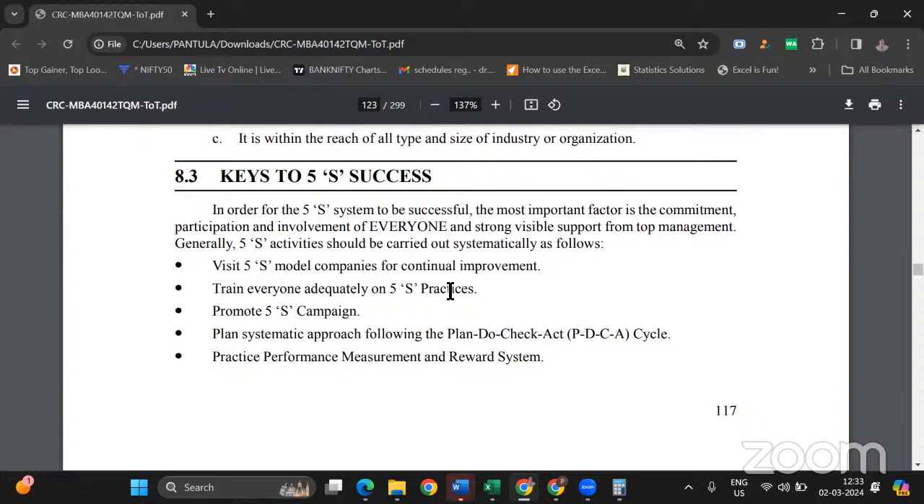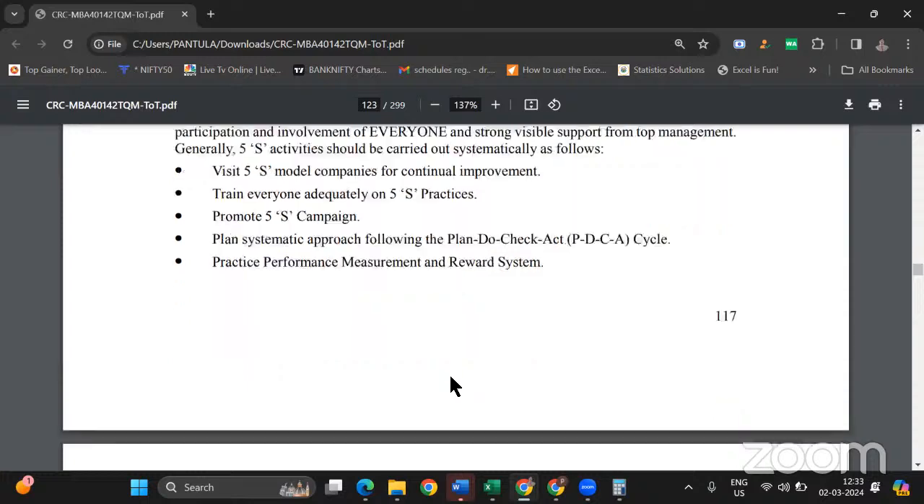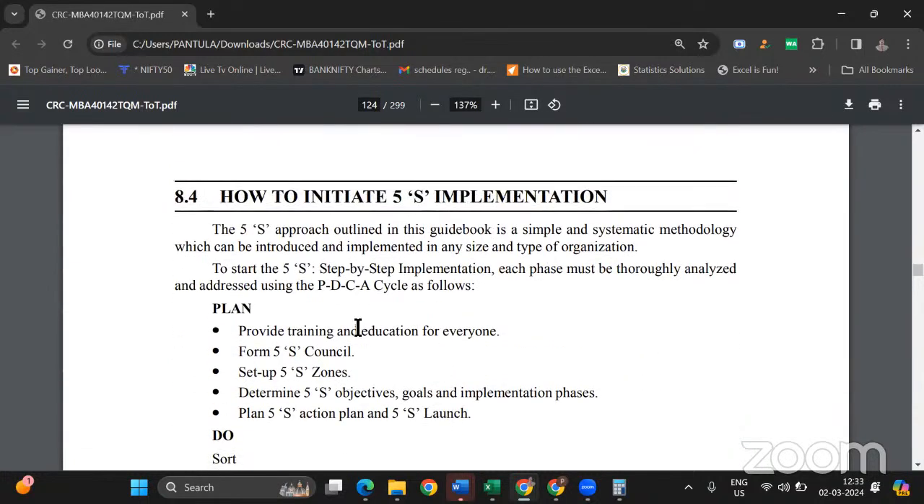Keys to 5S success. In order to make the system succeed, the most important factor is commitment to participate, involving everyone and seeking visible support from top management. In 5S model companies with continuous improvement, train everyone adequately in 5S practices, promote the 5S campaign, plan a systematic approach, and follow the plan, do, check, act PDCA cycle. Practice a performance reward system.